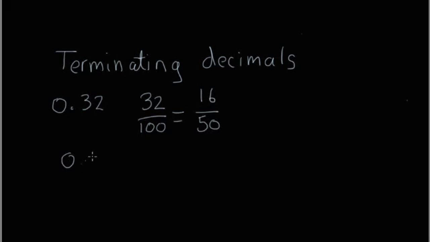That is a terminating fraction, and we can take any fraction like that. So say we had 0.4, that would be 40 over 100, or 4 over 10, which is 2/5. So we've taken a decimal and written it as a fraction.